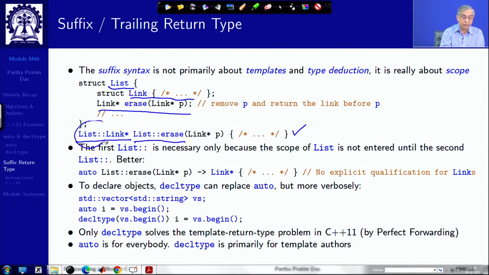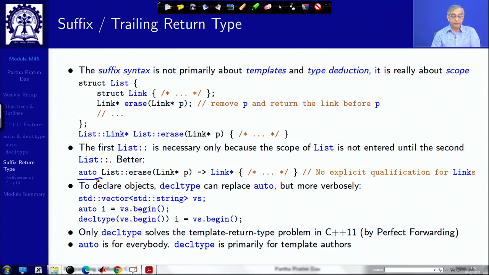Now, this list::link* is required because you get to know that this is the member function erase of list only after you have come to this point, but you need to know about link* before that, right. So, you need to write it twice. Now, what you can do is just write an auto here, so that you are just directly writing the member function.